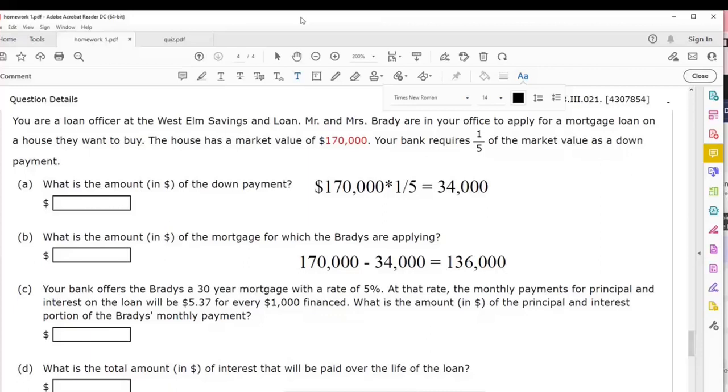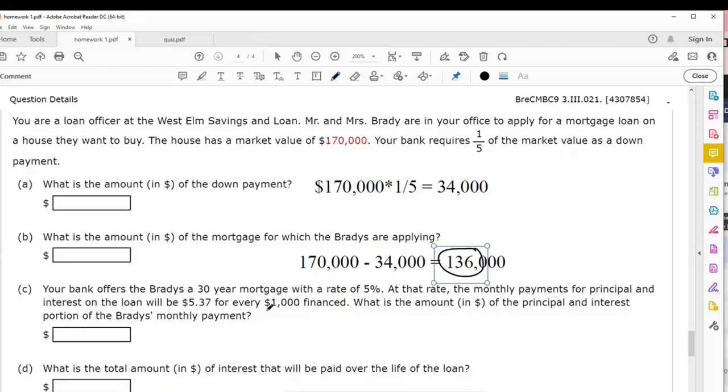And then part C says your bank offers the Bradys a 30-year mortgage with a 5% interest rate. You actually don't need to use the 5% part. They ask, what is the amount of the principal and interest portion of the payment? You get that from using this right here, $5.37 for every $1,000 financed. Look up here. This is how much we're financing. That's how much loan this family is going to take out, $136,000.